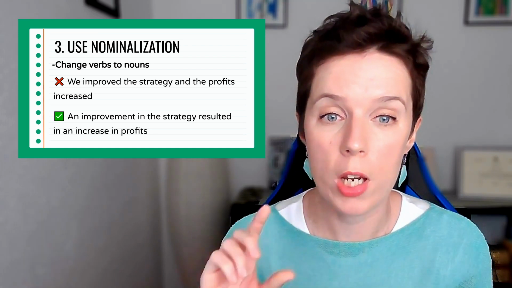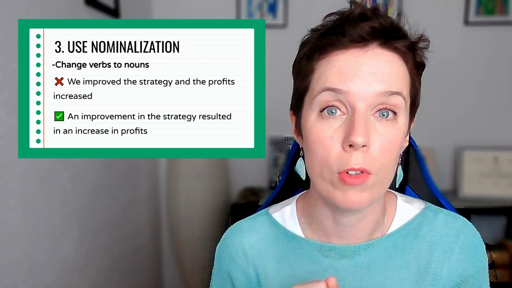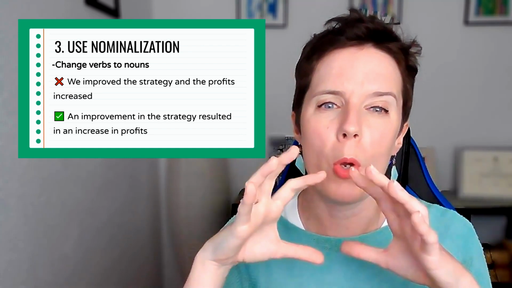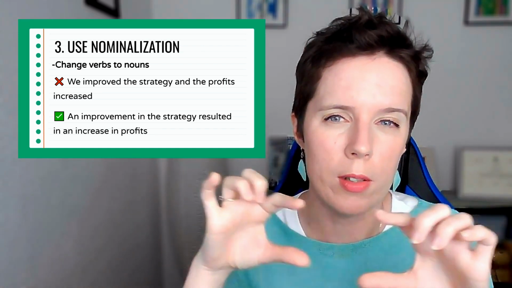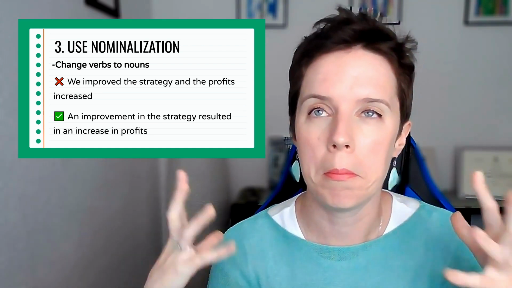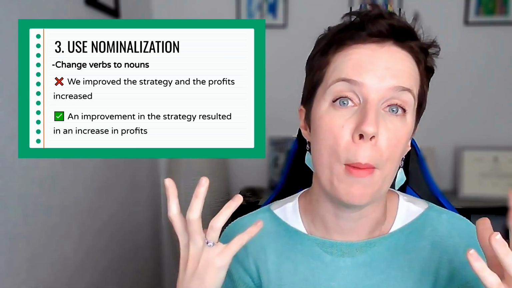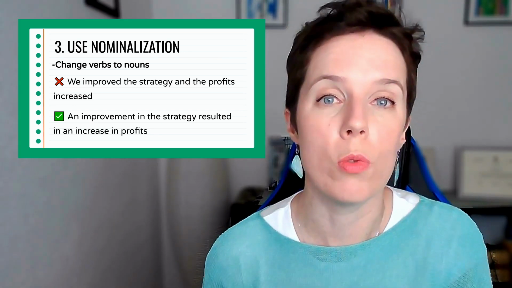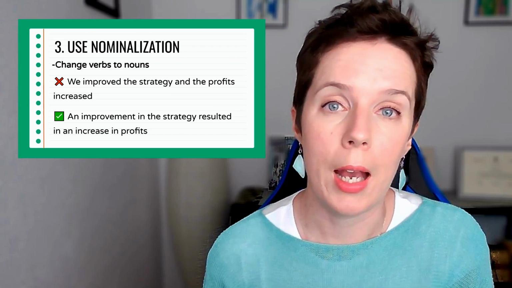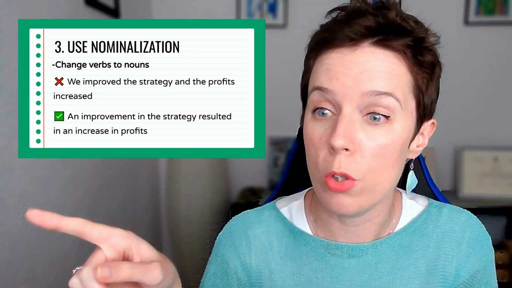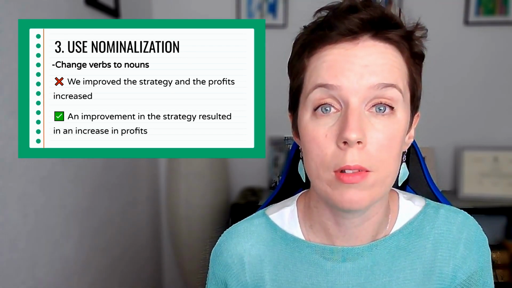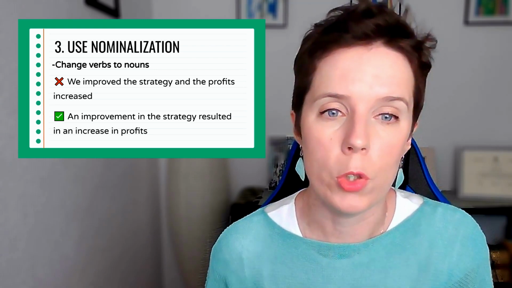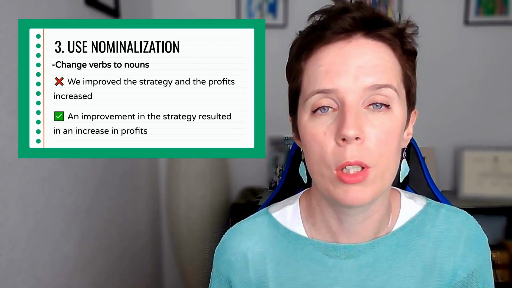So just change verbs to nouns whenever you can. And don't do it all the time, because then your sentences get really long and a bit wordy. But where it looks appropriate, try to use a few more nouns instead. And in that way, you can avoid using those personal pronouns again. Instead of using we, you just use an improvement, and it becomes more formal.